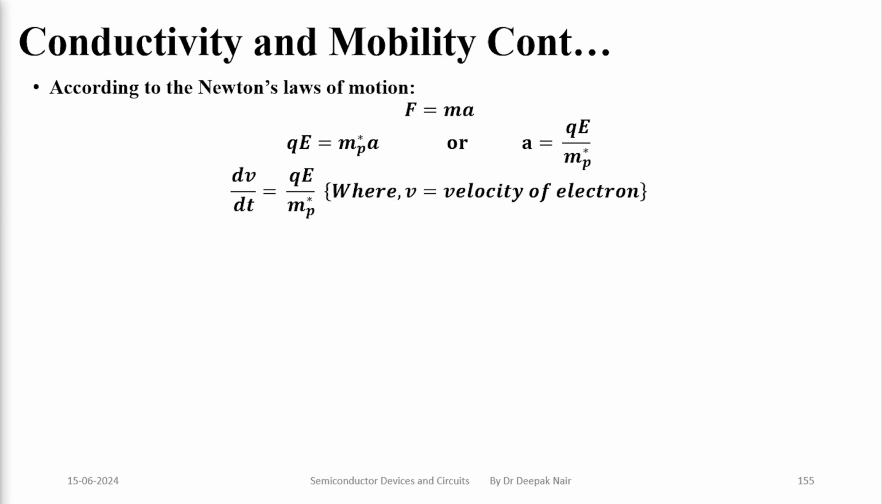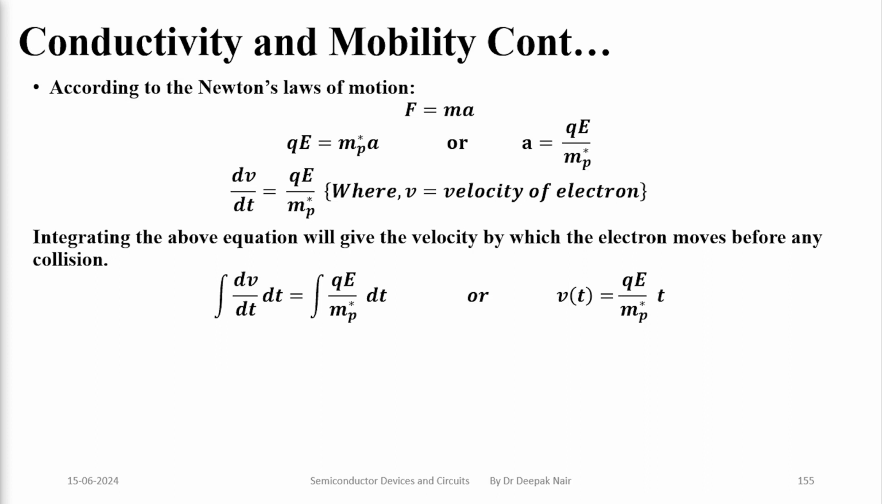Now let us break down the acceleration. Acceleration is nothing but the rate of change of velocity, and we can write the rate of change of velocity as dv by dt, a small change in velocity with respect to time. So dv by dt is equal to QE upon m_p*. Here v represents the velocity of the electron.